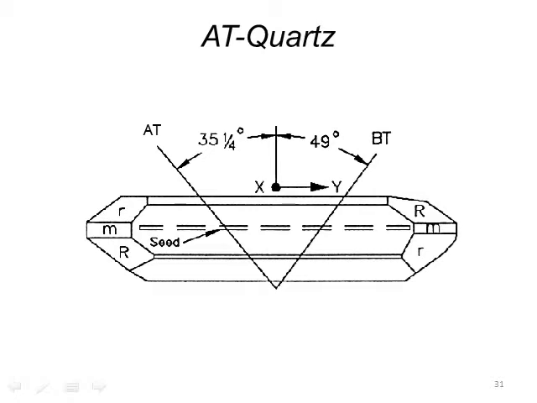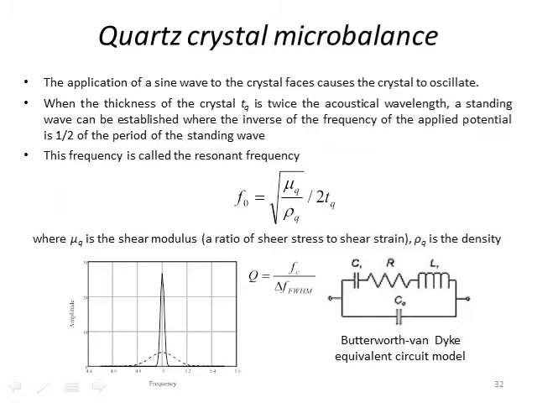This is an example of what an AT cut quartz crystal looks like. These are ubiquitous. They've been used for many, many years. They have been used for timing circuits in electronics for many, many years. In high performance electronics, these quartz crystals keep timing, and they're very, very precise.